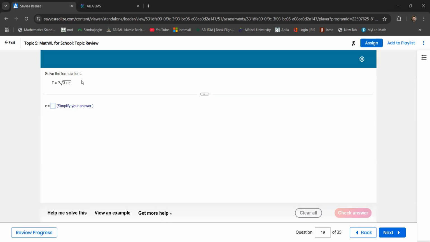Solve the formula for c. Means imagine that c is like x. C is like x, and you need to find this x alone. So f equals p multiplied by square root 3 plus c. We said this c, this is what we need to know. It's like the x. So get the radical alone means we divide both sides by p. So it's like f over p now is equal to square root 3 plus c.